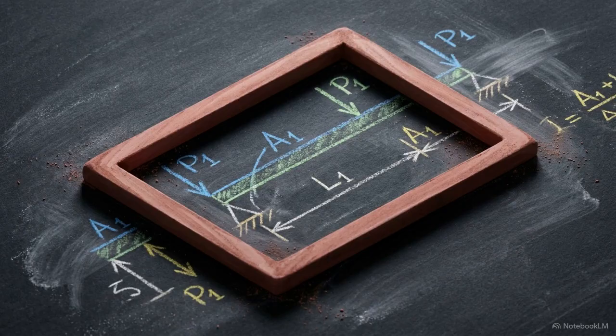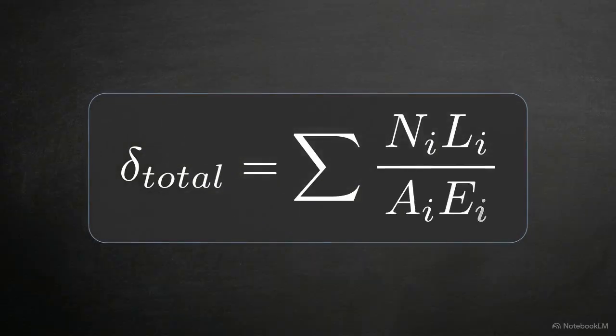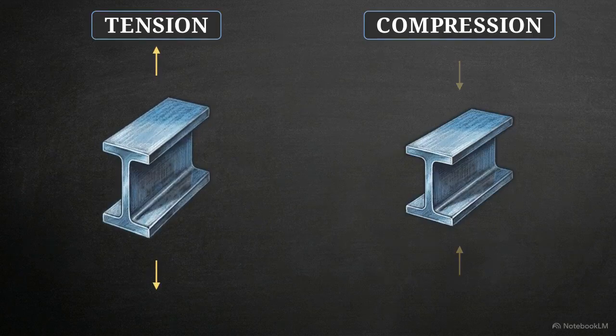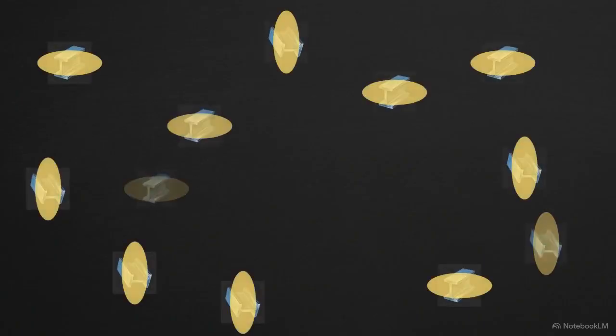When you calculate these, meticulous organization is key. You must precisely match the area and material stiffness of each segment to the specific forces acting upon it to avoid critical errors in your final total. Whether a structure is stretching under tension or squeezing under compression, ensuring its survival comes down to accurately tracking those internal resisting forces, piece by piece.